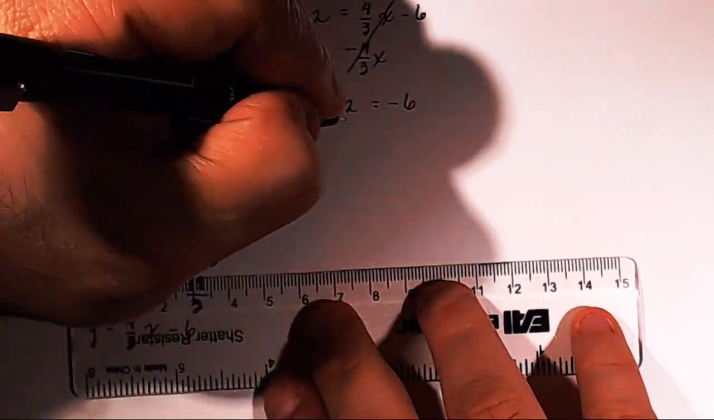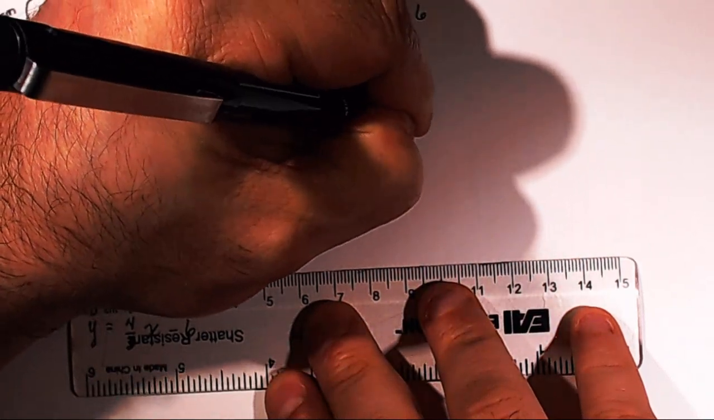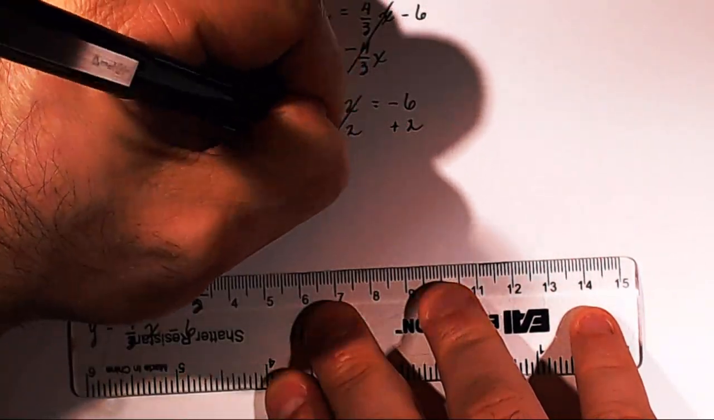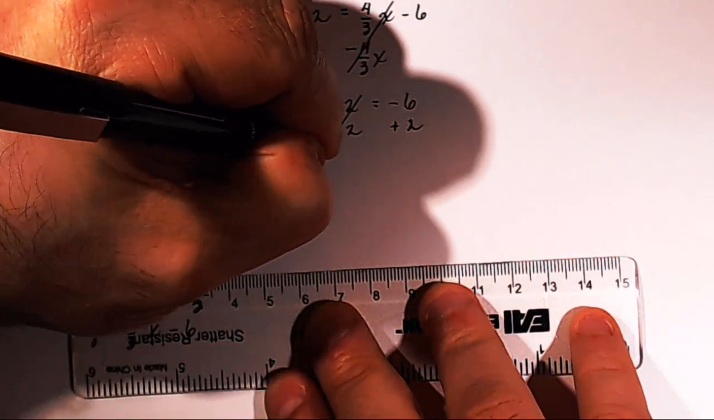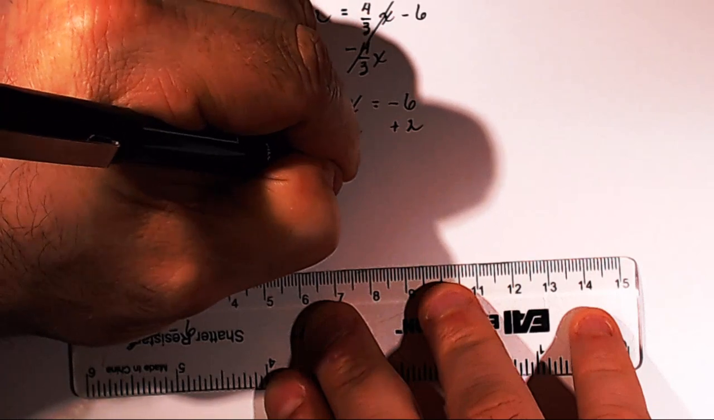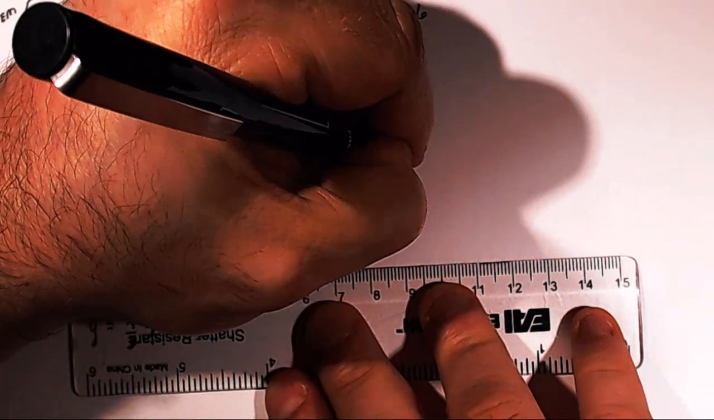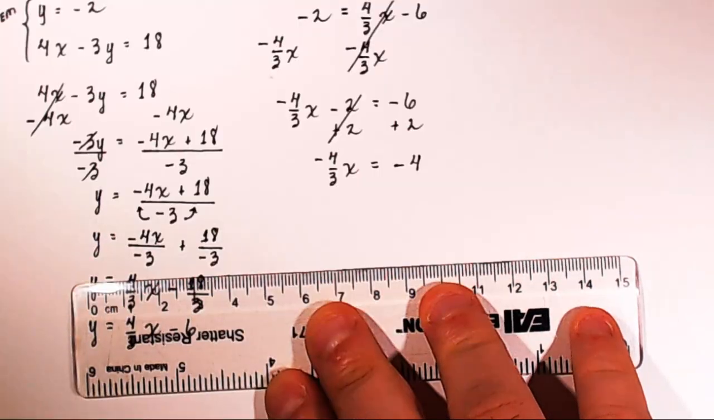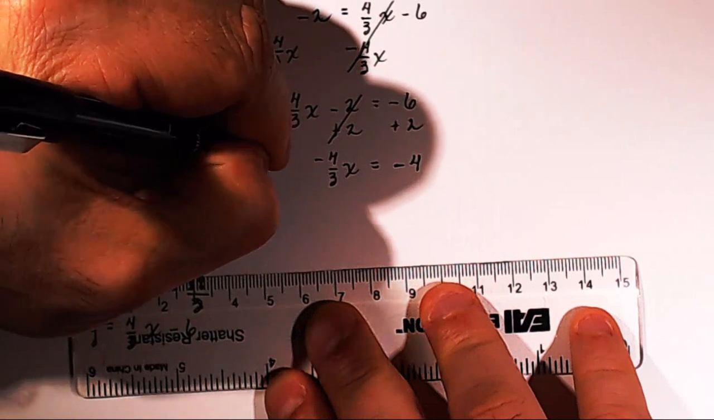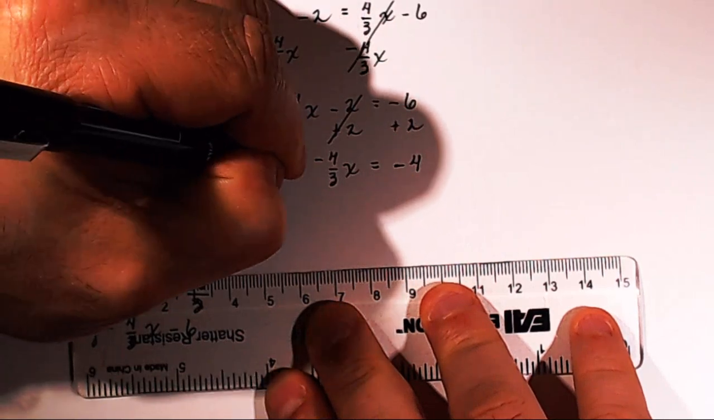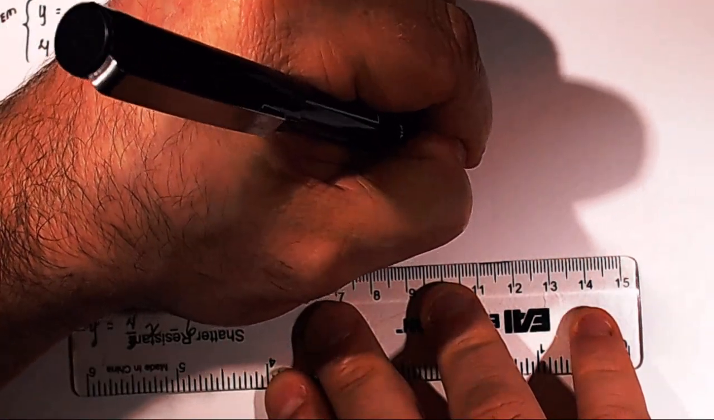Okay, so I just want to keep trying to get x by itself. I'll add 2 on both sides. These cancel, negative 2 plus 2, and I'm left with negative 4/3 x equals negative 6 plus 2 leaves negative 4. Alright, so now in order to get x by itself, I multiply by the reciprocal of negative 4/3, which would be negative 3/4, and I'll do that on both sides.